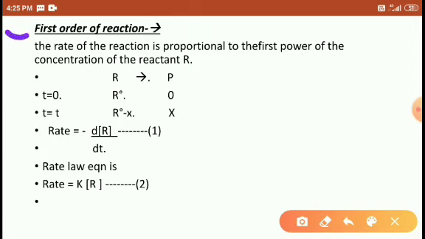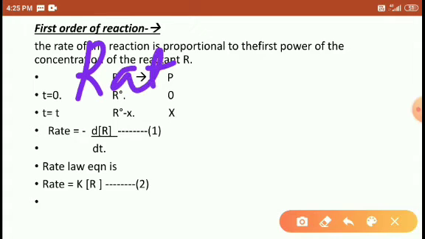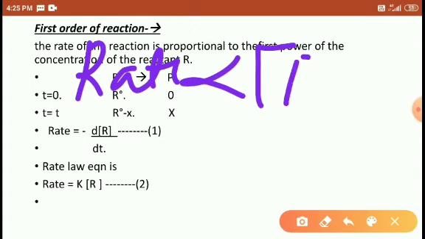Next is the first order of reactions. The rate of reaction is proportional to the first power of the concentration of the reactant. It is very simple, students. The rate is directly proportional to the concentration of the reactant, right? When you increase the concentration of the reactant by 1, the rate also increases by 1.